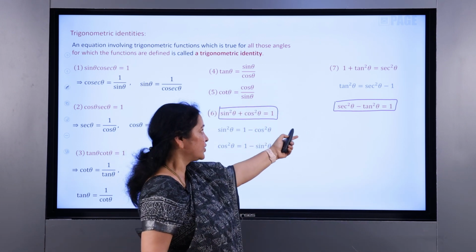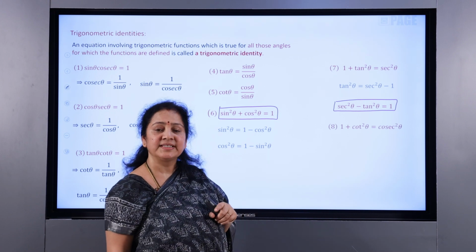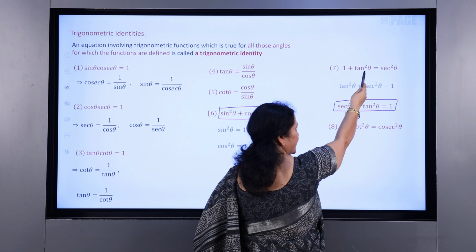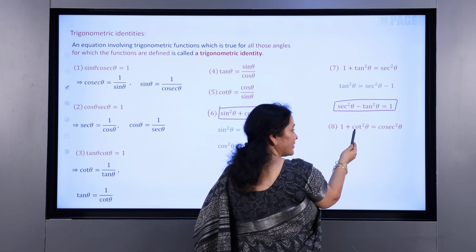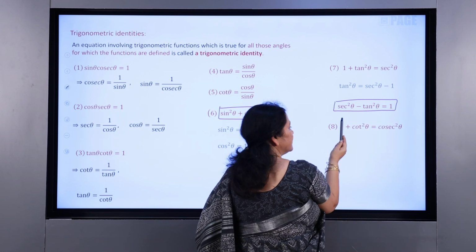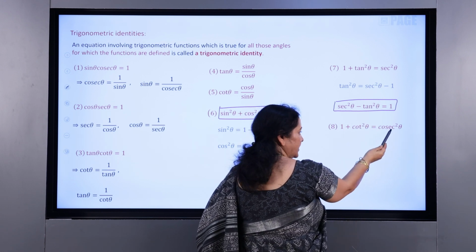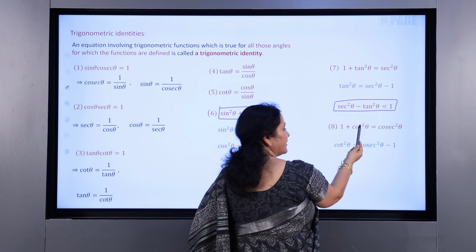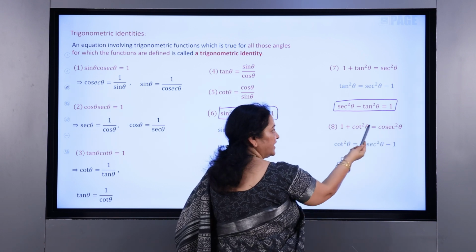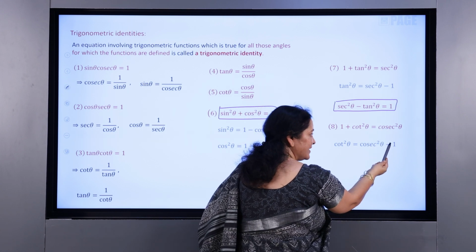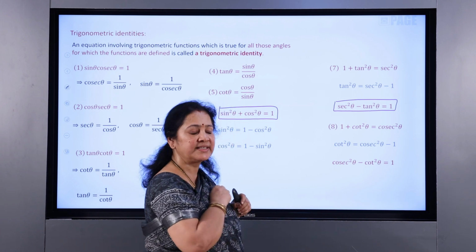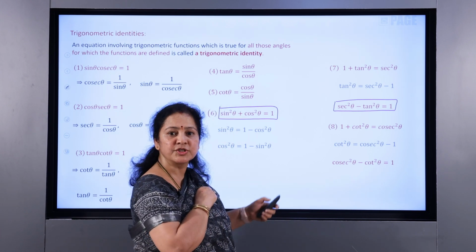The next one: 1 plus cot square theta equals cosecant square theta. Observe here, it is 1 plus tan square; so this is 1 plus cot square, with tangent, cotangent, secant, cosecant. So 1 plus cot square equals cosecant square theta. Next, from this I need cot square, so transpose 1. So we have cot square theta equals cosecant square theta minus 1. Next, from this I can write cosecant square theta minus cot square theta equals 1.